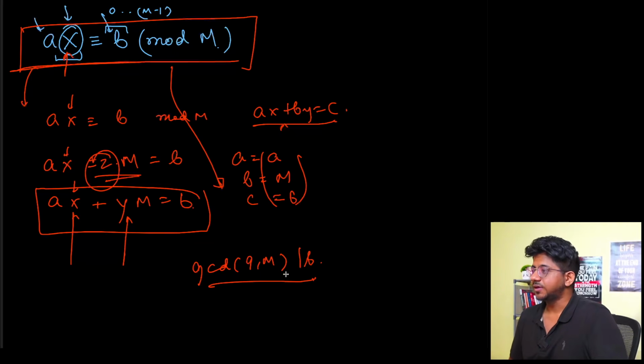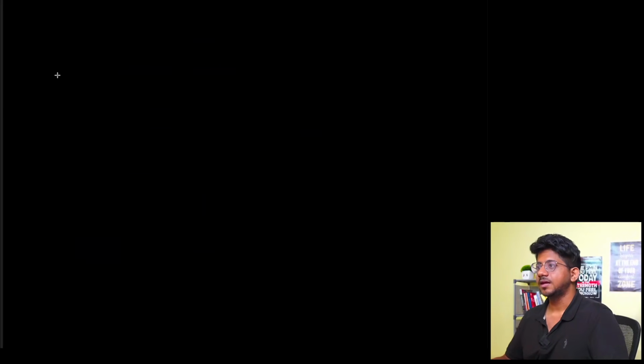Okay, so now once we have understood this, let's do a quick problem. I'm going to give you some time to think about this particular problem. Let's suppose there is an equation ax is congruent to b mod m. You know the value of a. You have to find out how many different values of b it can take.